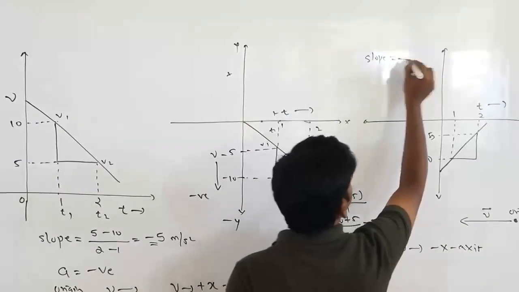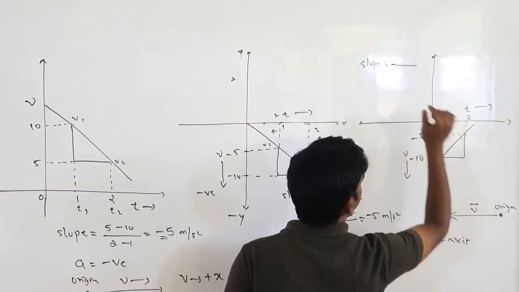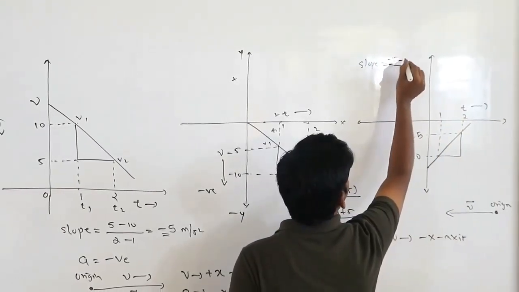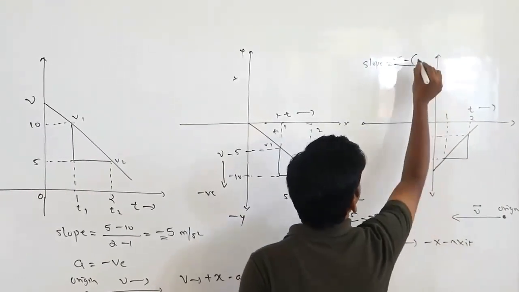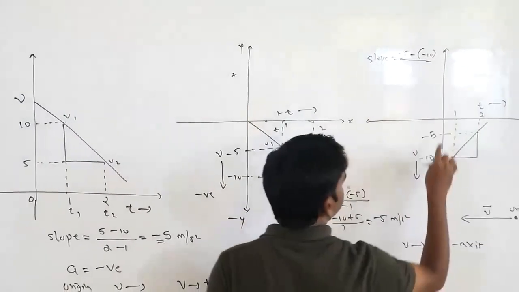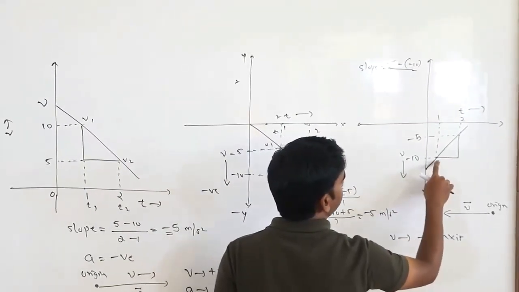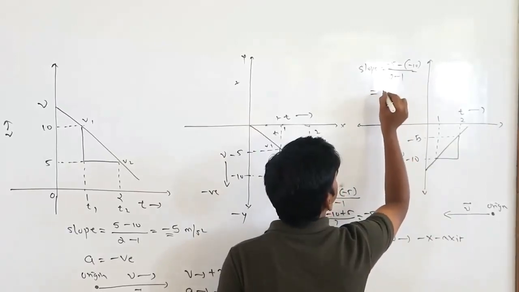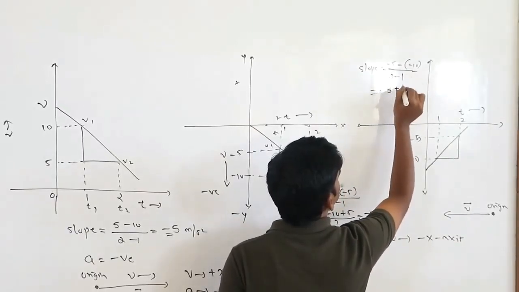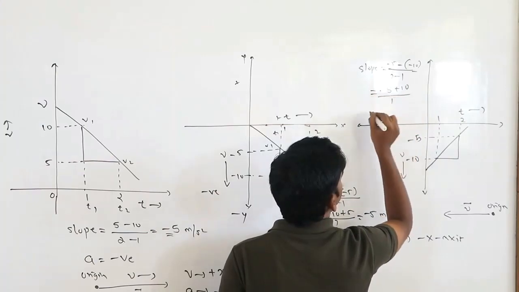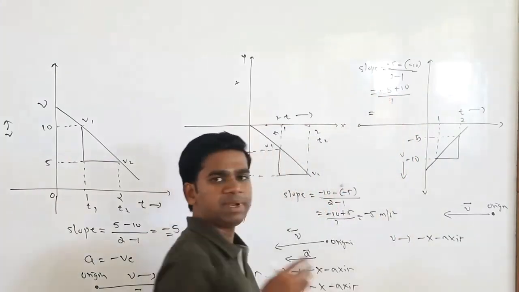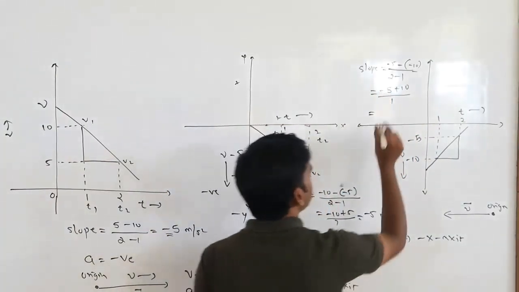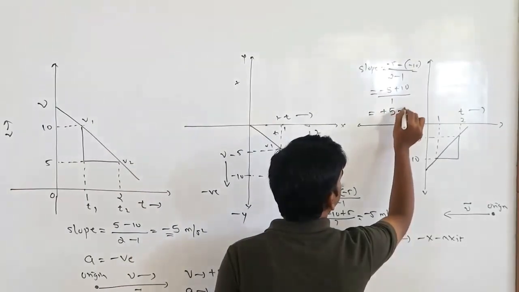Okay. So V2 minus V1. V2 is minus 5, minus, what is V1? V1 is minus 10, divided by T2 minus T1, 2 minus 1. So what will you get? Minus 5 minus plus 10 divided by 1. So minus 5 plus 10. It will become plus 5. So plus 5 meter per second square.